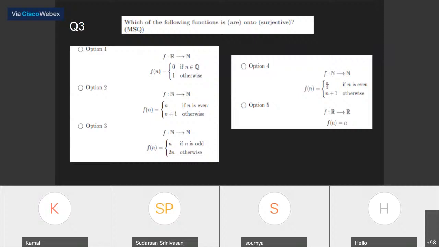Sir, in option 1, the codomain is natural numbers, and here we are only getting 0 and 1. So range is not equal to codomain in this. The range of the function is going to be 0 or 1, only 2 elements you can take. But the codomain belongs to the natural number set. The codomain is not same as the range, so hence the function is not surjective. Is it okay? The person who asked this.